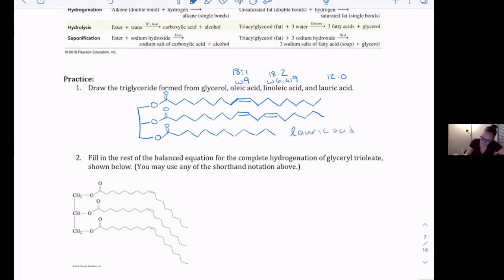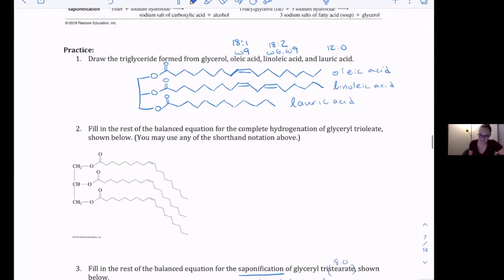acid. Then we have linoleic acid. And then oleic acid on the top. This is a lot of trial and error. I typically just draw and erase and draw and erase until I triple check it and it's correct.